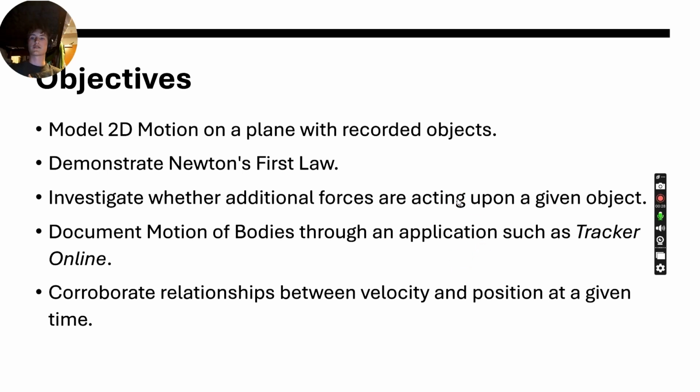The objectives of the lab are to model 2D motion on a plane with recorded objects, to demonstrate Newton's first law, as well as second law in terms of equations, investigate whether additional forces are acting upon a given object, such as normal force or other contact forces, and documenting the motion of bodies through an application such as Tracker Online. Lastly, it is also to corroborate relationships between velocity and position at a given time.